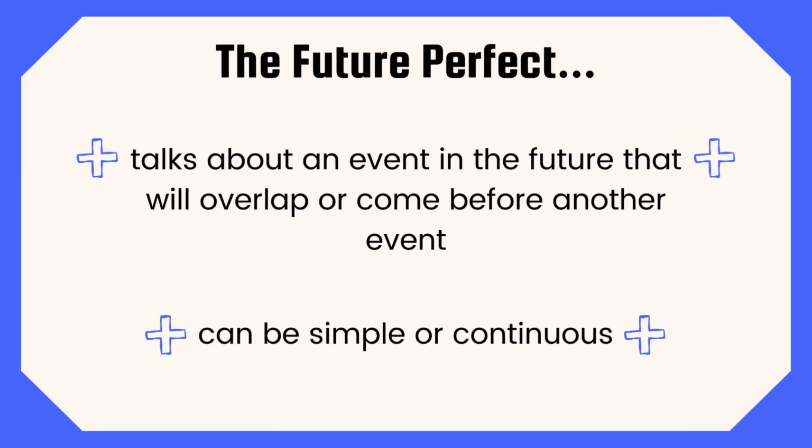The future perfect tense talks about an event in the future that will overlap or come before another event. So when we're using the future perfect tense, we're talking about two events all in the future. And the event that will come before or overlap is in the future perfect tense. And the future perfect tense can either be simple or continuous, and I will go over both forms.